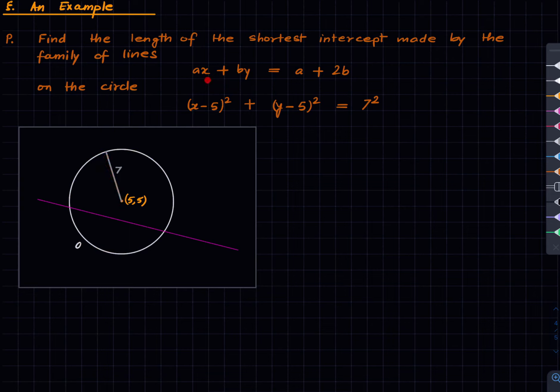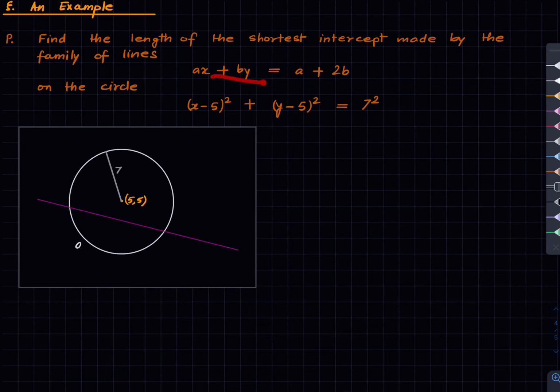And we have a family of lines where once you choose a value of A and a value of B, not both 0, you get a line. So amongst all lines that you can generate this way, what is the line that affords the shortest intercept? So once you get a line, either the line cuts the circle or it doesn't. If it does cut the circle, then you get this intercept. This is the intercept, and we are interested in the shortest intercept.